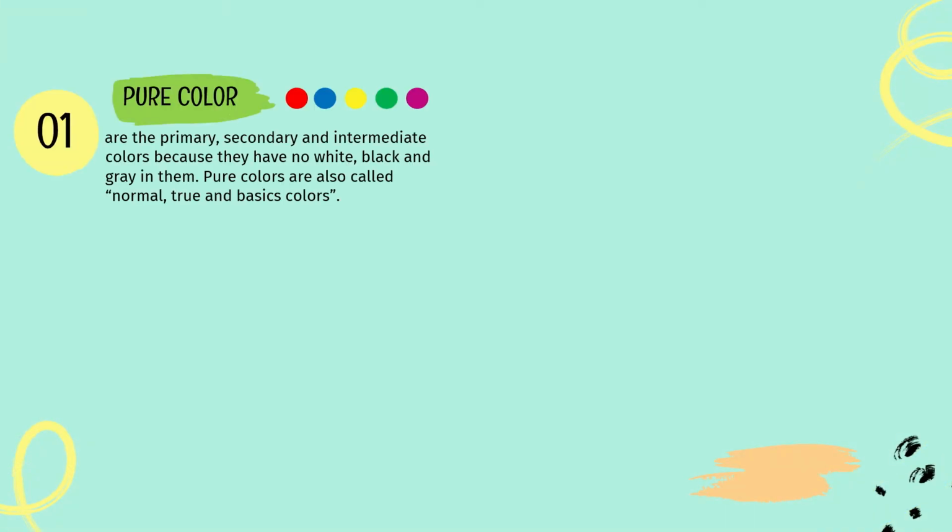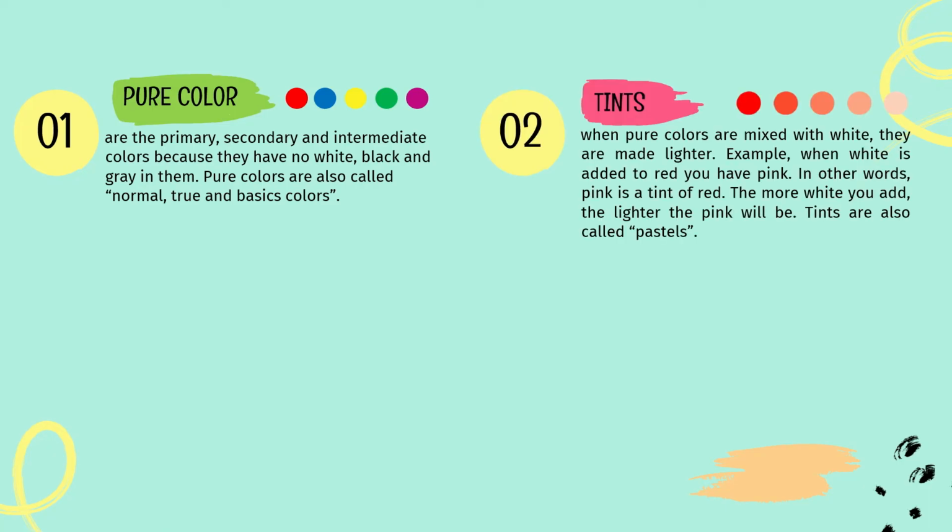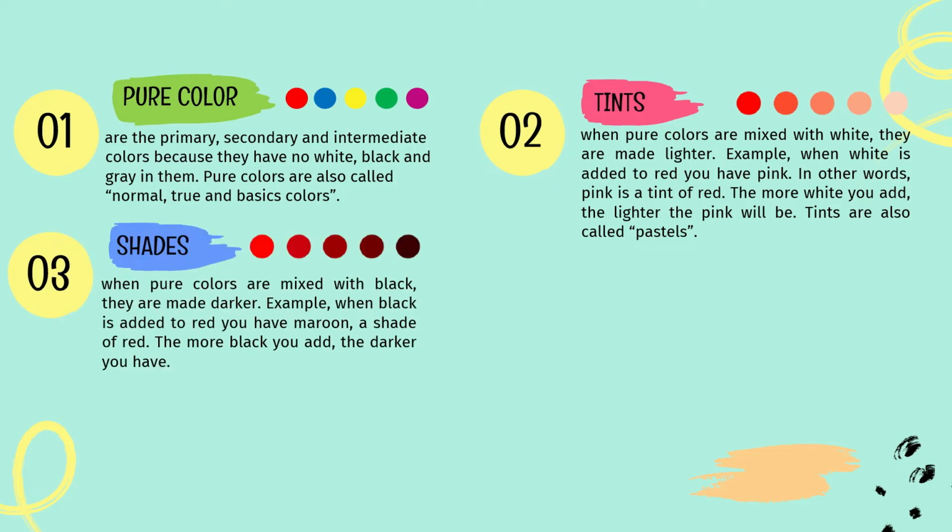Pure colors are the primary, secondary, and intermediate colors because they have no white, black, or gray in them. Pure colors are also called normal, true, and basic colors. Second is tints. When pure colors are mixed with white, they are made lighter. For example, when white is added to red, you have pink. In other words, pink is a tint of red. The more white you add, the lighter the pink will be. Tints are also called pastels.